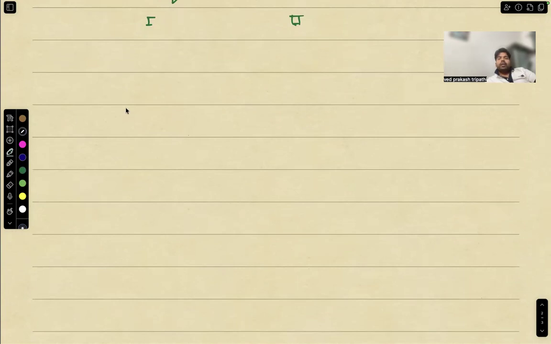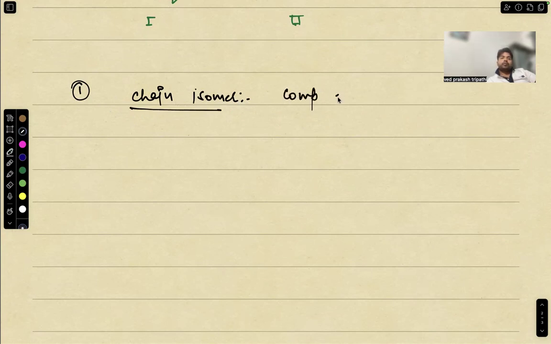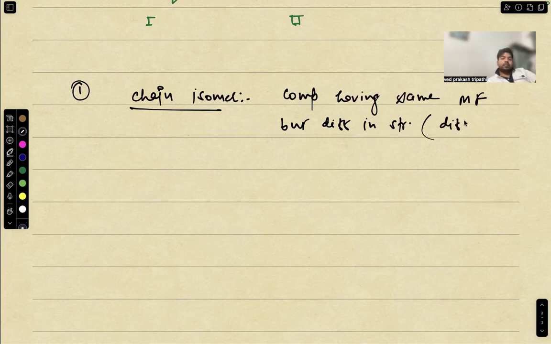Now we are going to cover very quickly the categories of structural isomer. The very first one is called chain isomer. So what is chain isomer? Here we can say compound having same molecular formula but difference in structure and difference in chain or branch. So chain or branch isomer is basically the part of structural or constitutional.